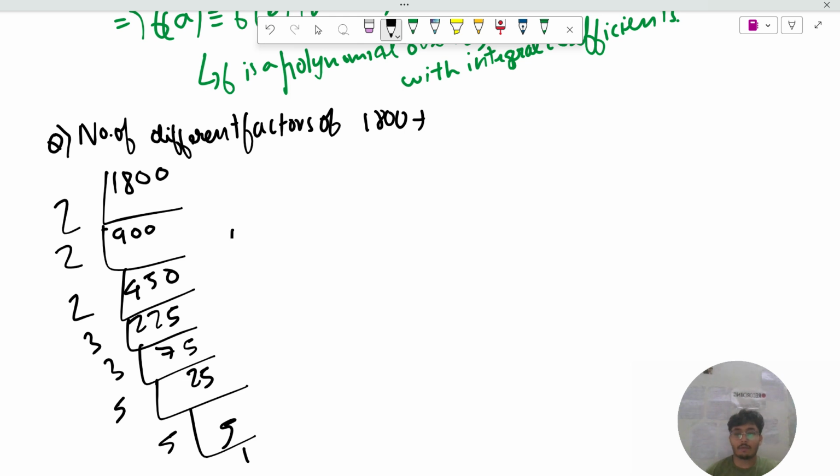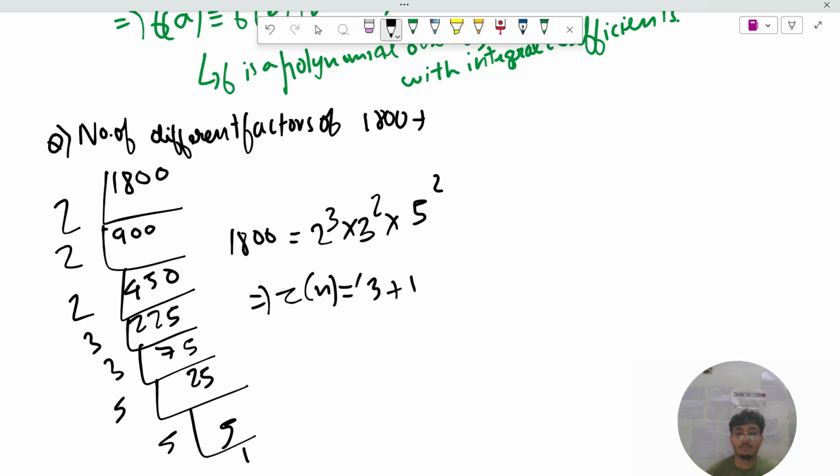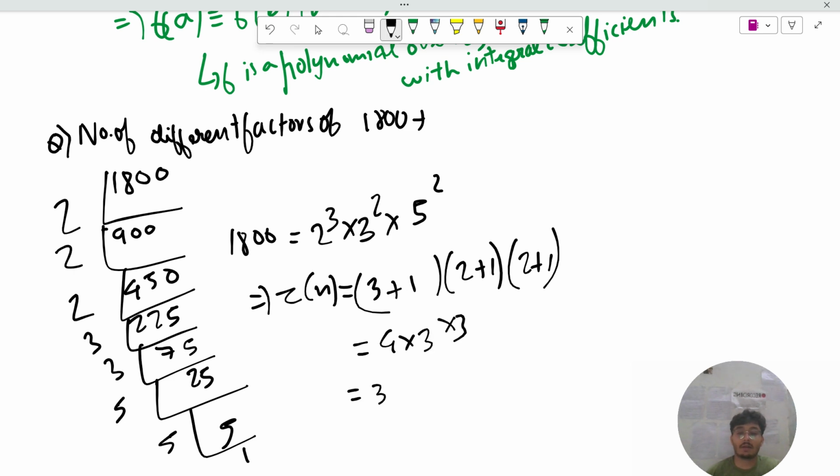So if I want to write my 1800, this can very easily be written as 2 cube into 3 square into 5 square. Hence, my tau of n, which denotes the number of factors of n, is basically (3 plus 1) into (2 plus 1) into (2 plus 1). So ultimately, this is my 4 into 3 into 3, which is my 36. So 36 factors is the answer.